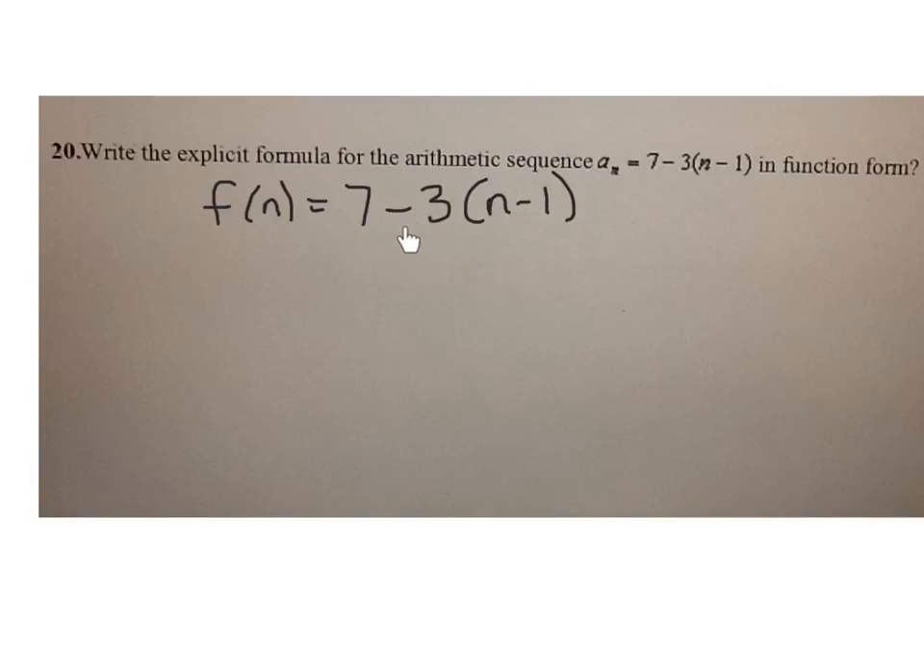Now what we're going to do is we're going to distribute this negative 3 into the parentheses. So we're going to use the distributive property and multiply the front term and the back term by negative 3. So I would still have f of n on the left-hand side. The 7, nothing's happening to him, so we can just write him down on the bottom. So we get 7, and then negative 3 times n, which is going to be negative 3n.